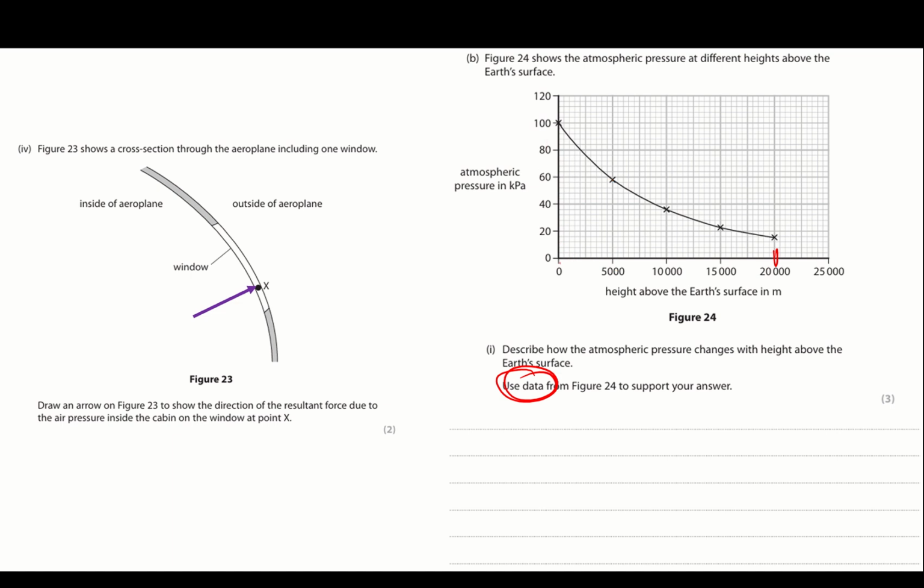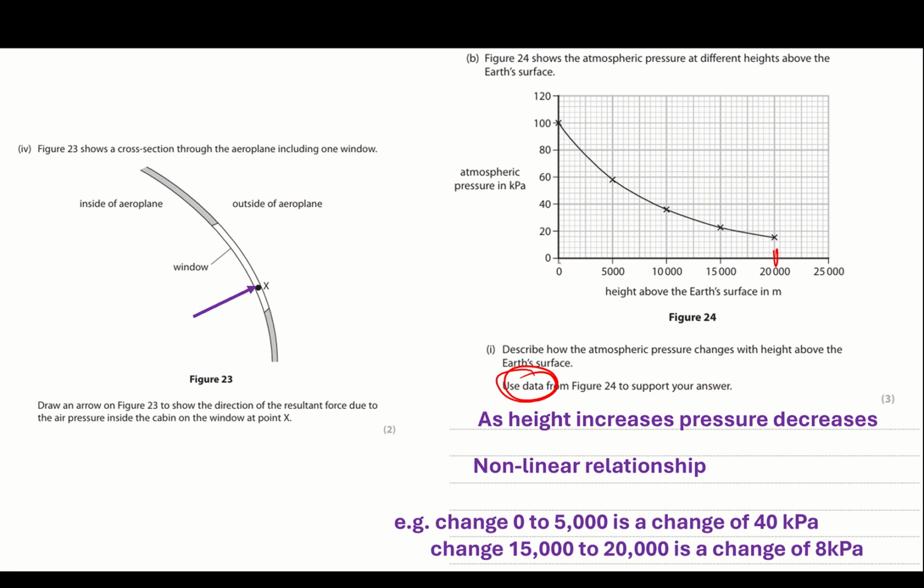So our first part is describe the relationship. So as height increases, pressure decreases. You can use the full things on your axes. It's a non-linear relationship, and then we're going to pick that data. So if I change from 0 to 500, that goes down by 40 kilopascals. You can see I've just measured that there. If I do the same change here, we can see that's a change of 8 pascals. So not very much. And you can pick a place, as long as you measure 5,000, pick it where it's easier to measure the y-axis.